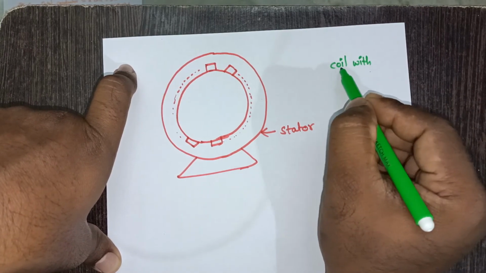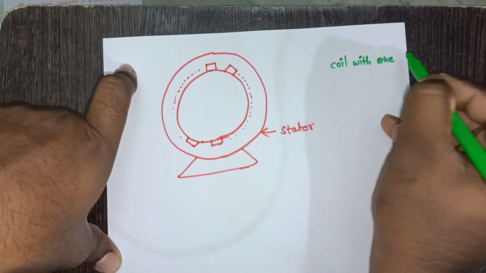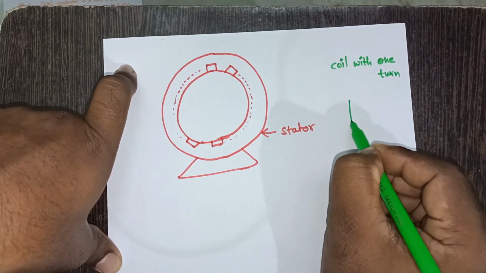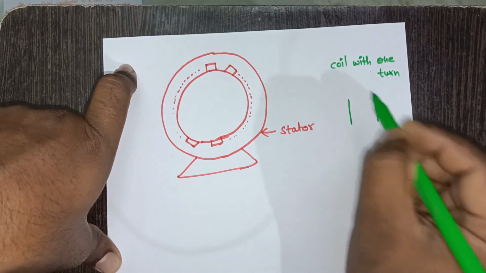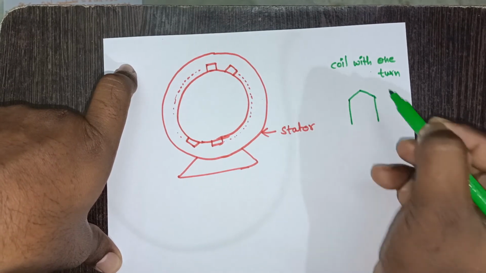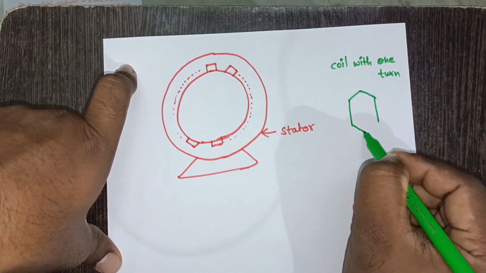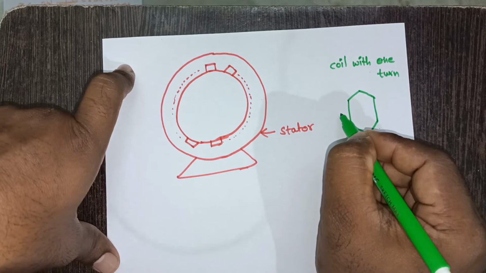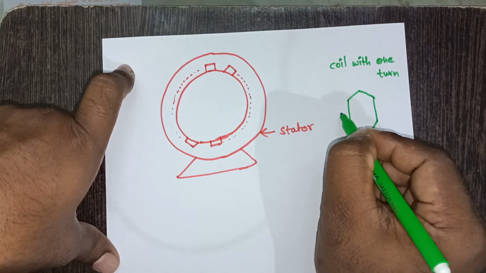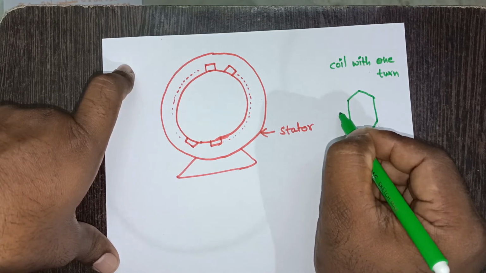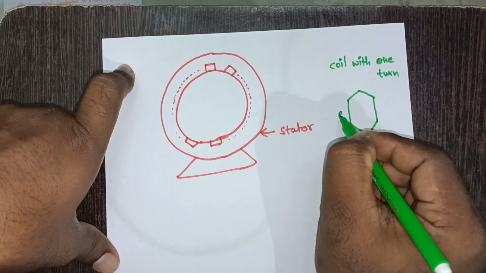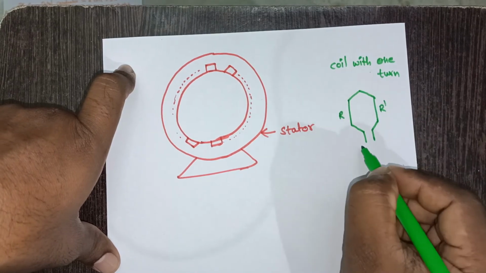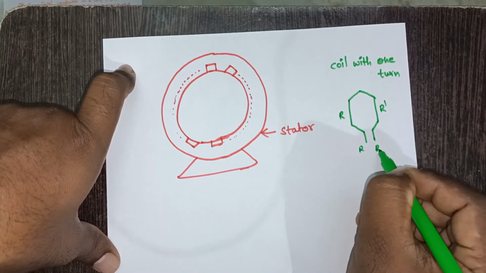So here I am going with a coil with 1 turn. 1 turn means each coil side consists of only one conductor like this, and this is the back end connection, and here are the front end connections. Let me give names to these conductors. This is my first conductor, the R conductor, this is the R phase, and this is the R dash conductor, with the R end and R dash end, right?